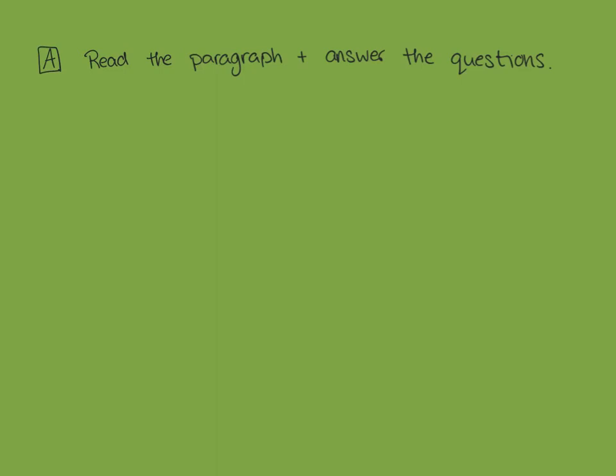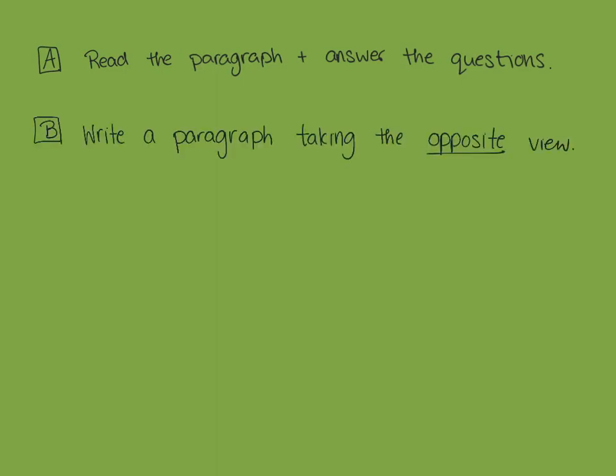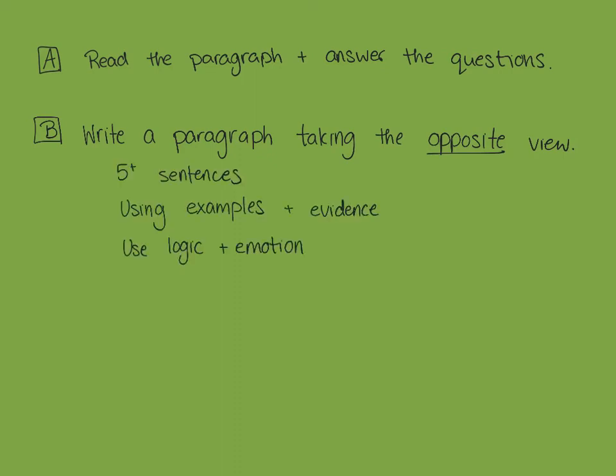support that position. Part B is going to ask you to write a paragraph taking the opposite viewpoint. So you're trying to convince people that they're actually wrong, and you're going to try to convince them of the opposite position. When you're writing your paragraph, it should be at least 5 sentences. Make sure you are supporting your position with examples and evidence, and you can use both logic and emotion to try to convince the reader of your position.